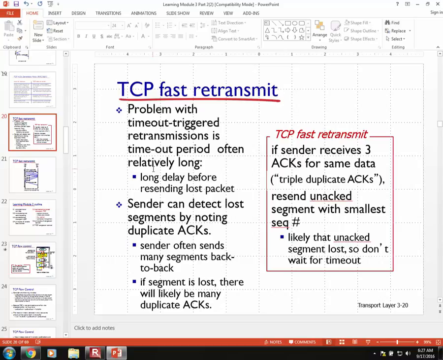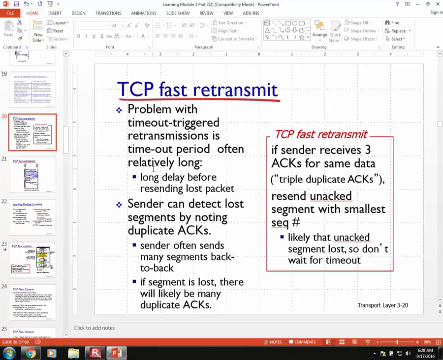We don't want to make the timeout value too short because then we would always be retransmitting packets, and that's extremely inefficient. So this kind of helps us with that balance. So with fast retransmit, the sender can detect lost segments by, like we said, locating duplicate acknowledgments.